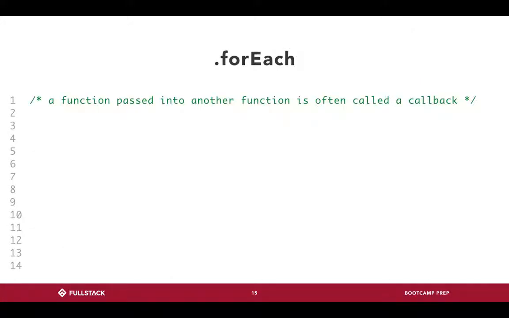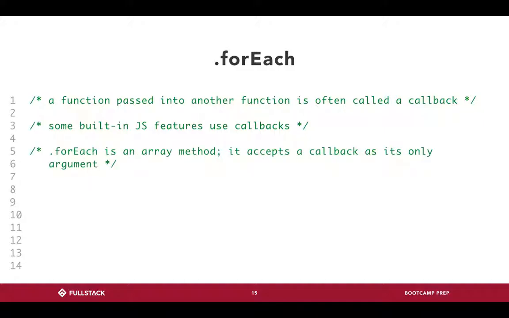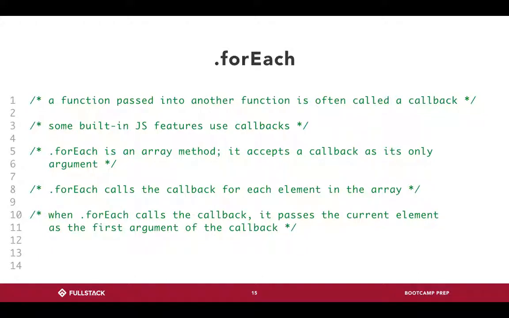All right, the grand finale: forEach. A function passed into another function is often called a callback, and some built-in JavaScript features use callbacks, like forEach. So forEach is an array method. We saw that on the documentation. Array.prototype.forEach means that all instances that are arrays have this method. And the only thing forEach does is accept a callback and an optional this argument, but no one uses it. Anyway, forEach will call the callback for every element in the array.